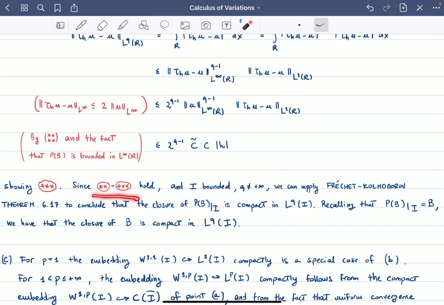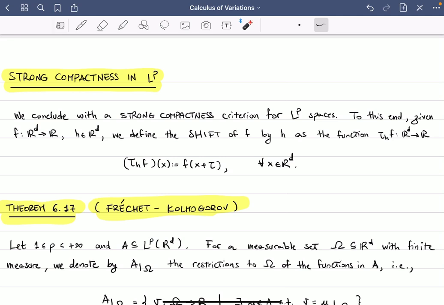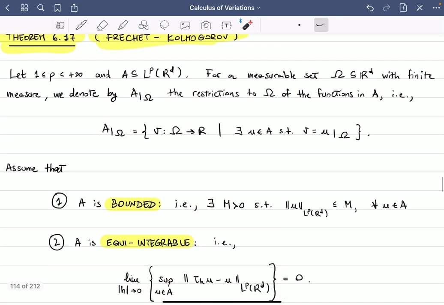Now, since 2 and 3 hold, and I is bounded and q is not plus infinity, we can apply the Fréchet-Kolmogorov theorem, 6.17 in the appendix on L^p spaces. Let me take the statement of this theorem, because we never saw it in class. This is the statement of Fréchet-Kolmogorov, which is a strong compactness criterion in L^p.